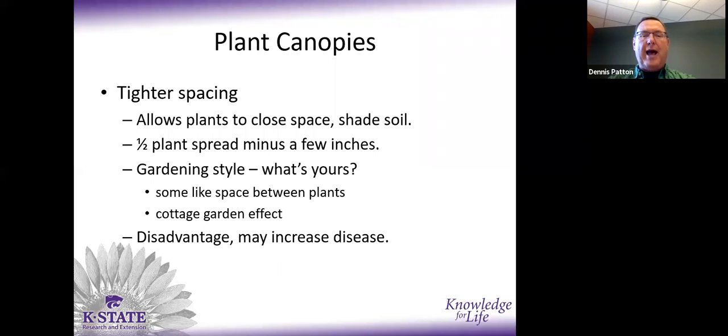Some people like each plant to be its own individual specimen. Other people like that cottage garden effect, where everything just kind of masses together. The biggest disadvantage to this tighter spacing could potentially be increased disease, because you reduce the airflow between the plant materials to dry the foliage out. And of course, as we know, moisture on leaves is what increases our likelihood of diseases.